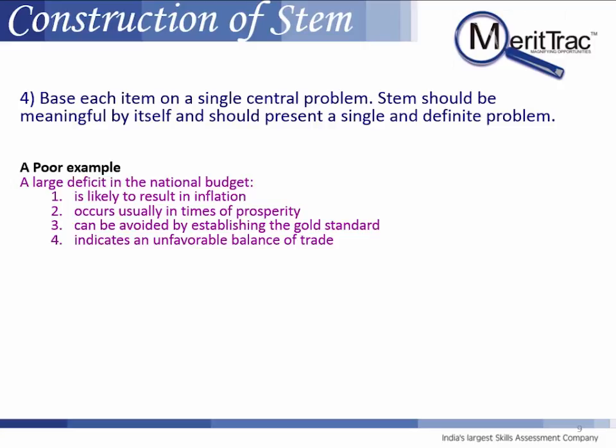The second one, when does it occur? Third one, how can it be avoided? Fourth one, what does it indicate? So, these are the 4 different options having 4 different themes.